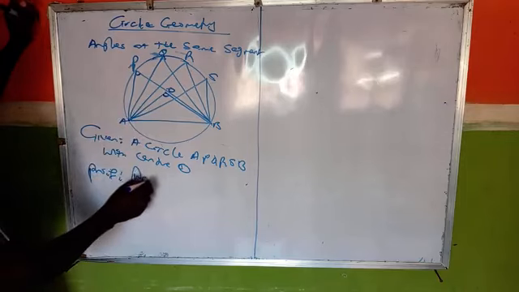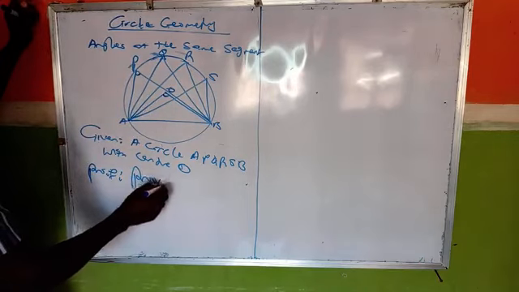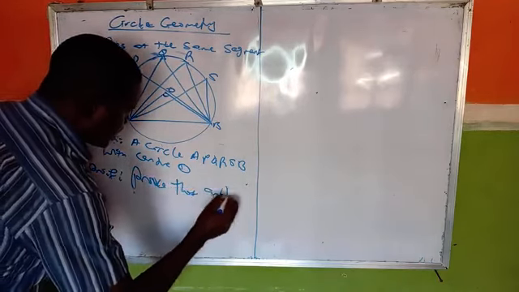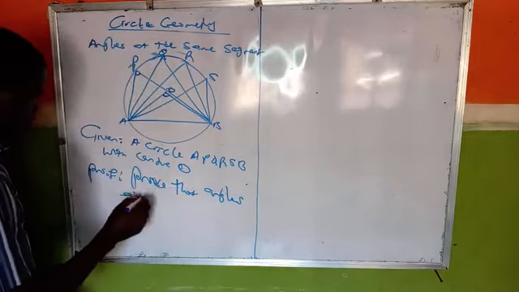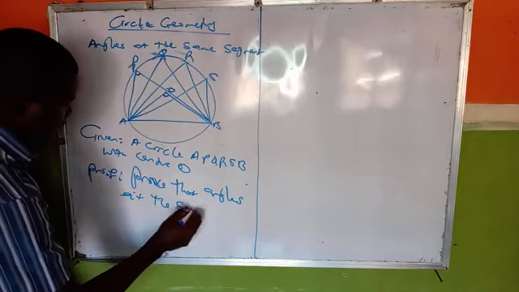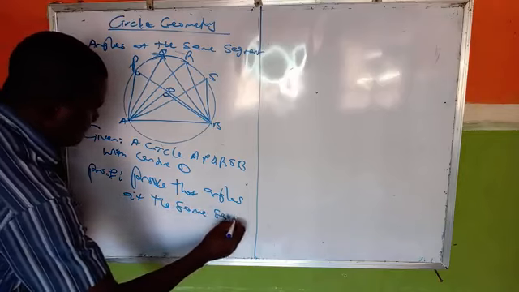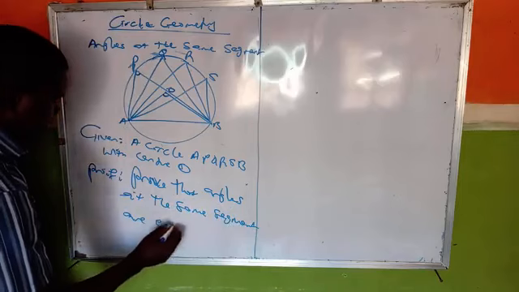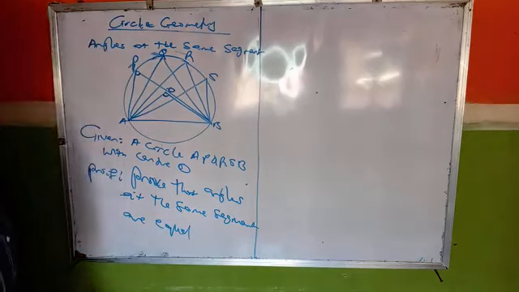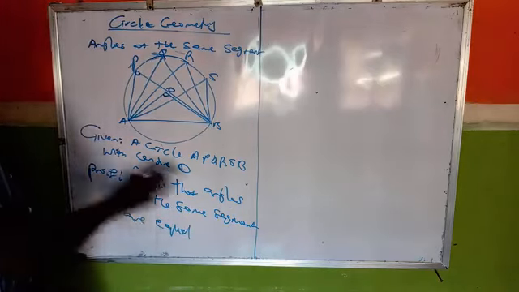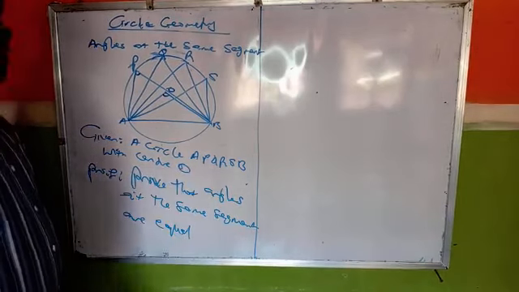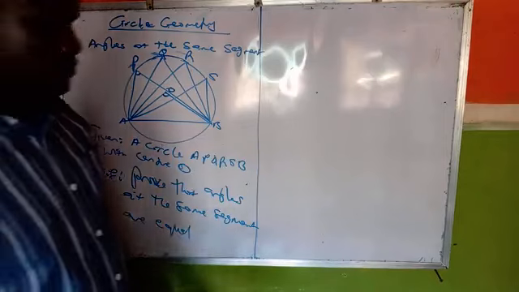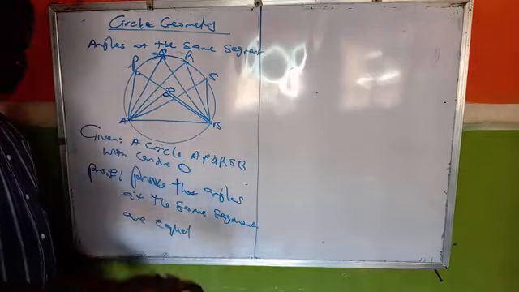So what do you want to prove? You should prove that angles in the same segment are equal. That's it. You have to prove that angles in the same segment are equal. So how are you going to prove it? As I told you the other time, it's going to boil out from the one we proved.